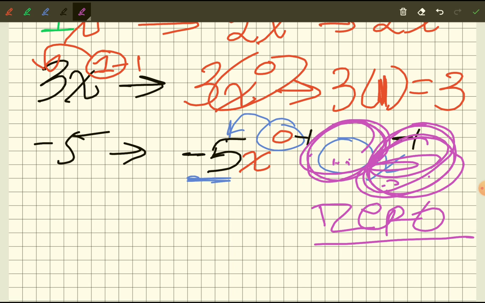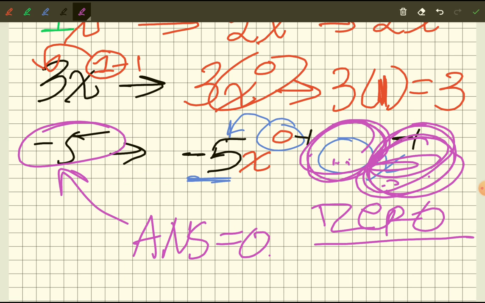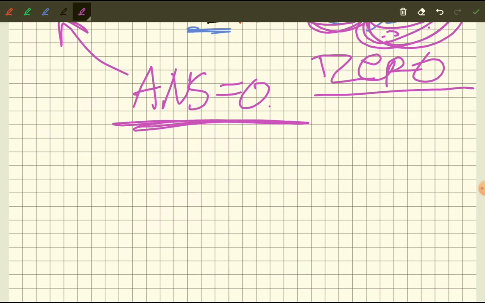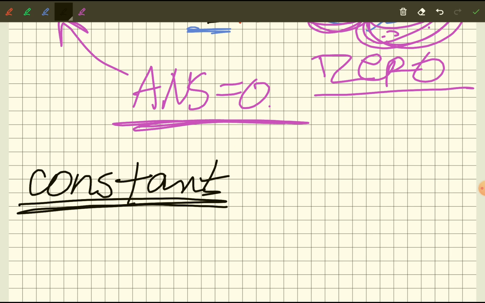All right? So anytime you see a number just like that with no variables attached to it, and it tells you to find the derivative of just a number, your answer is 0. Very crucial. That's called the constant property.